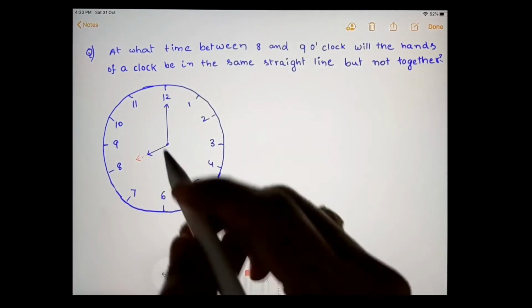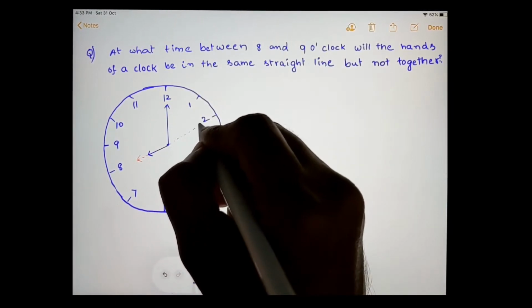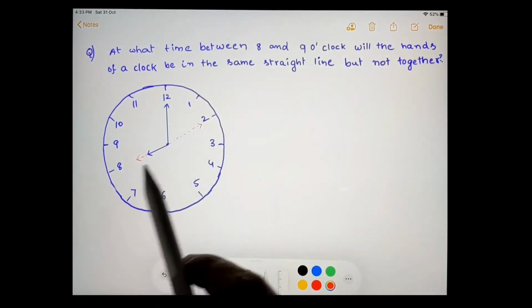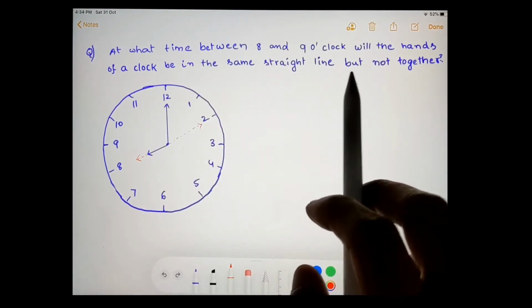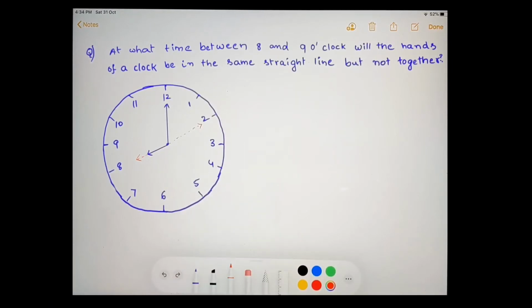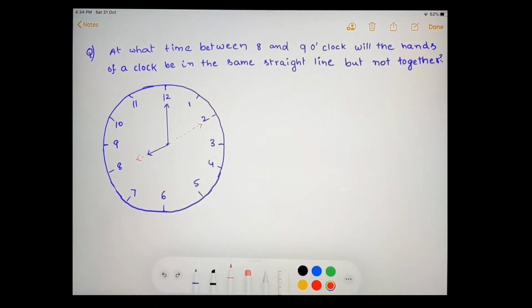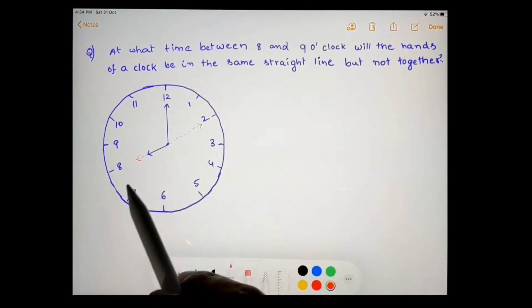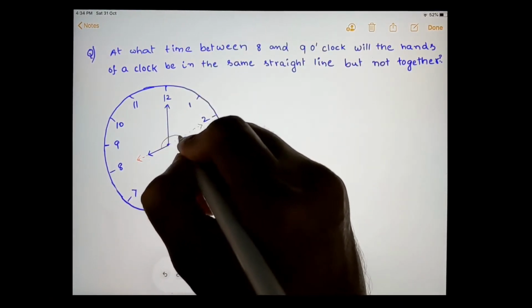Another way is in opposite direction. If the long hand is somewhere here, then it forms a straight line. In the problem it is already mentioned that they should not be together. It means we want the long hand to be in the opposite direction. When both the short hand and long hand are in opposite directions, it forms a straight line. When they form a straight line, the angle between them will be 180 degrees.